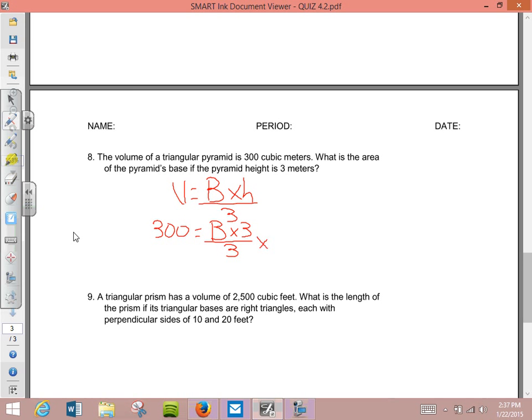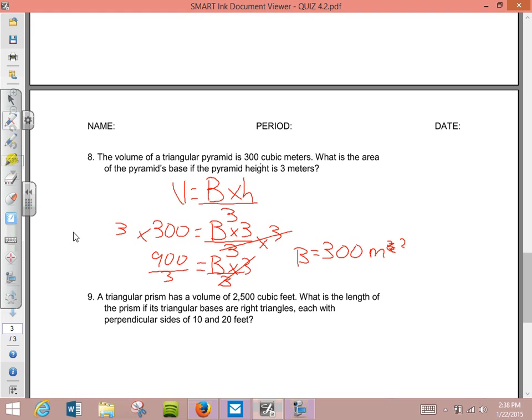You multiply times 3 to get rid of this one, right? But you do it to both sides. So you end up with B times 3 equals, that'll be 900, right? How do I get rid of that 3? Divide by 3. So B equals 300 squared meters. And you might be thinking, well, we started with 300. Well, that's cubic meters. That's squared. Two different things. You're solving for the variable, basically.